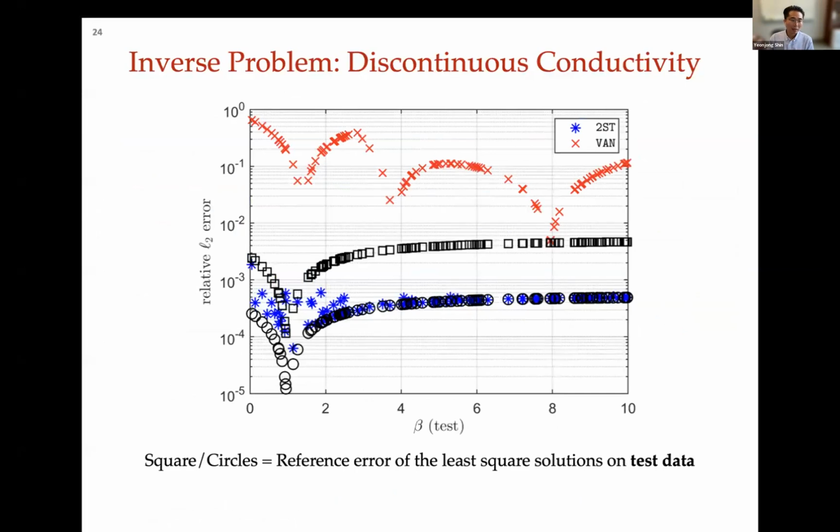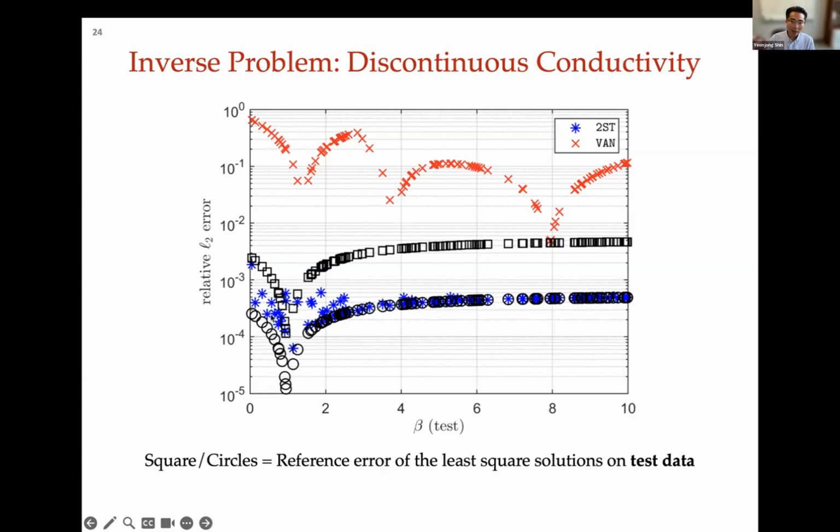And this is the relative L2 error. You can see that the vanilla method learns the trunk network fairly well. However, a big discrepancy occurs, and that is because the simultaneous training did not learn the branch network very effectively. So that's why you see the big discrepancy.